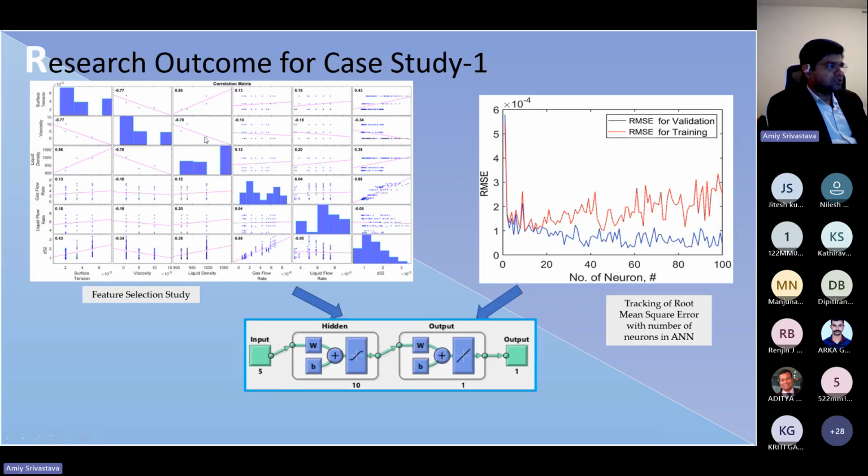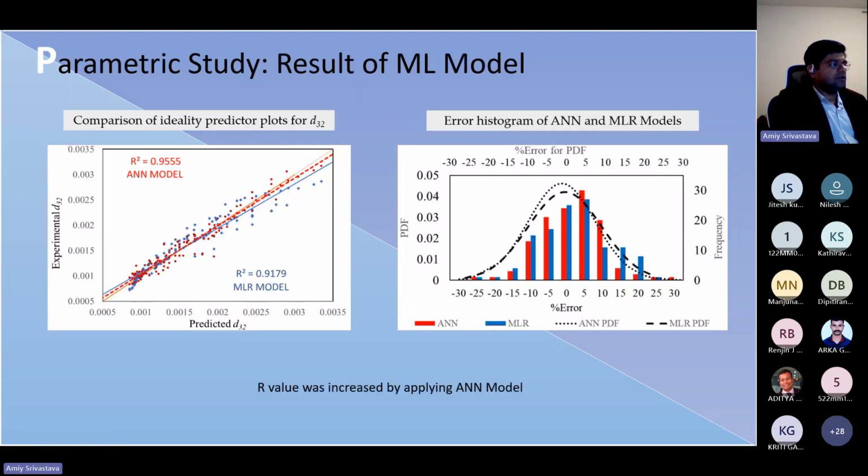For ANN, we also did some feature selection study initially. For that we used the corrplot function, and then for developing our ANN architecture, we wanted to perform a number of neurons optimization. You see that up to here, validation and training are very close to each other. So we took 10 as the number of neurons, and this was our final architecture. We used this for making our new model based on ANN.